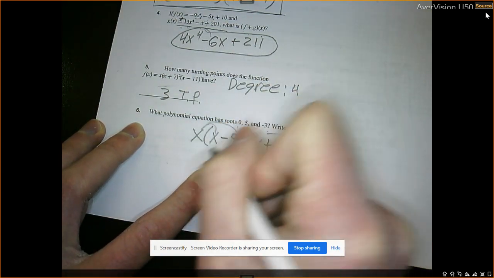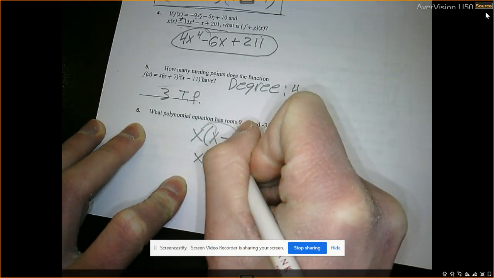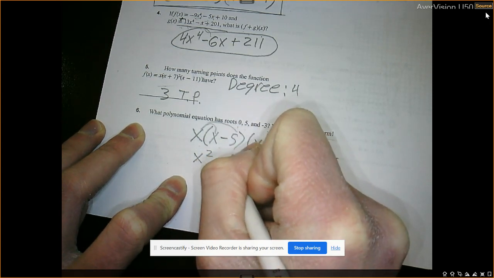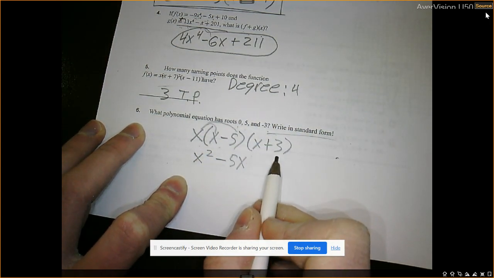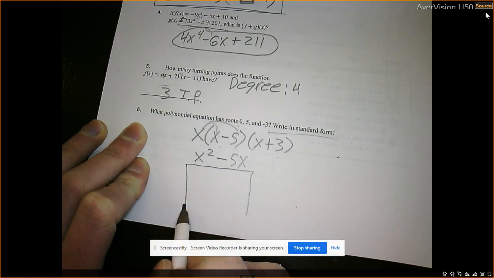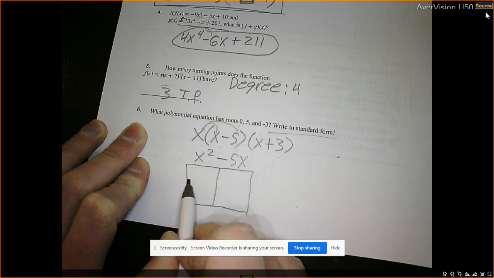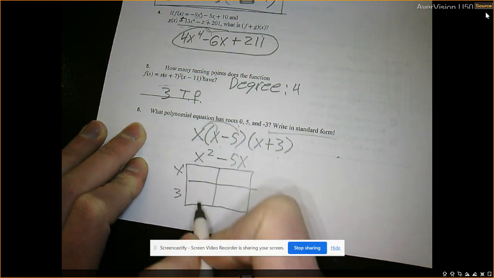So starting here, I have x times x, that's x squared. X times negative 5 is negative 5x. Okay, and now I have to multiply that by the x plus 3. So now I guess we kind of got this in a place where I can go ahead and make my box, and I can put x plus 3 on the side. And now I can just fill this in.